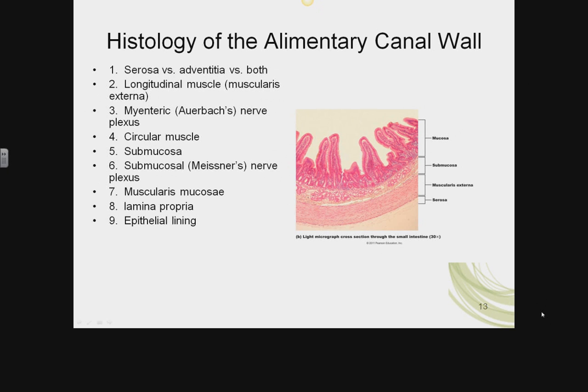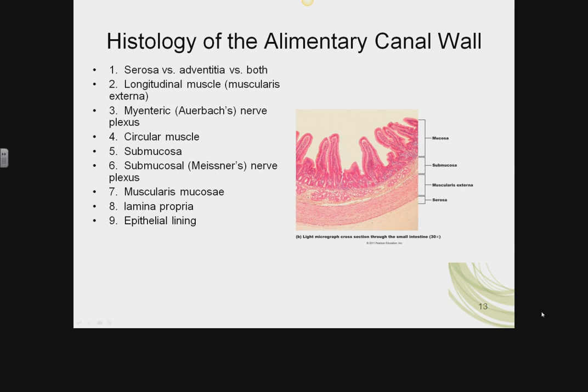Many blood vessels, lymphatic vessels, and nerves are found in this layer. In particular, the submucosal nerve plexus or Meissner plexus. These nerves are going to provide sensory information and control the release of digestive enzymes from the intestinal wall, as well as mucin secretion.